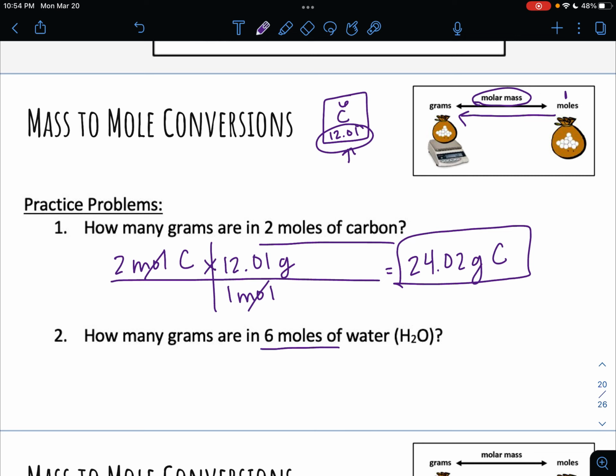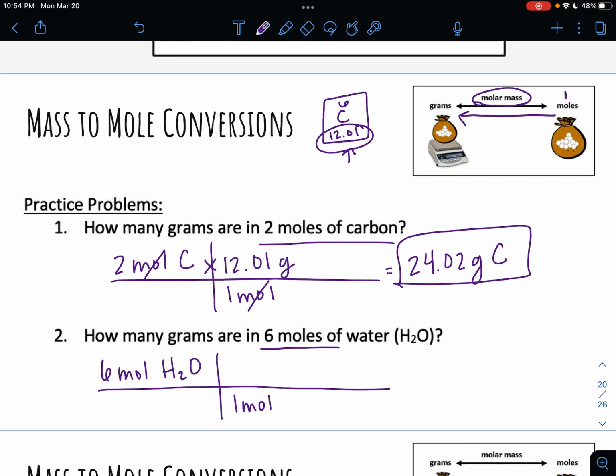I'm given 6 moles of water. If I have moles on the top, I know I need moles on the bottom. And what do I need in order to convert to grams? I need the molar mass. So I'm going to add up the mass of water.